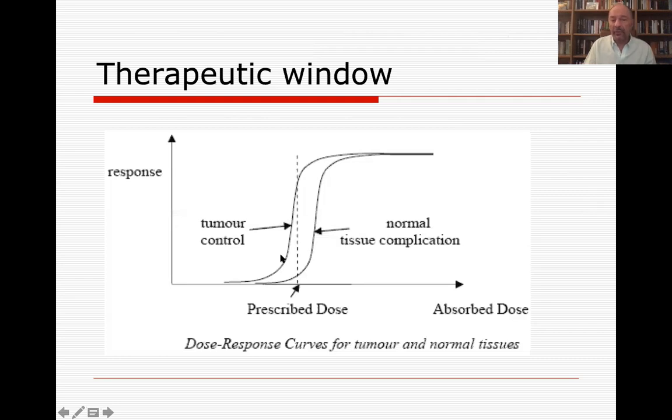And the ratio comes, of course, from the curves that are sigmoid curves for the tumor control and for the normal tissue complication. We want to prescribe those where the tumor control is as high as possible and the normal tissue complication is as low as possible. And this separation of the curves is called the therapeutic window. And somehow the role of medical physics is to widen the therapeutic window.